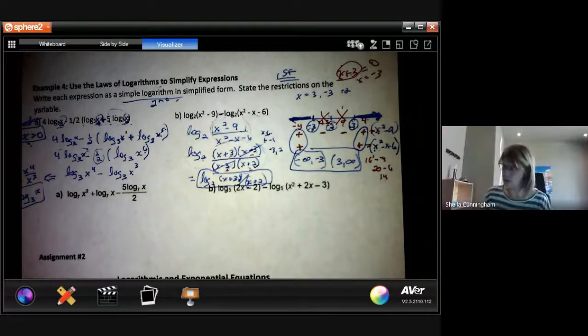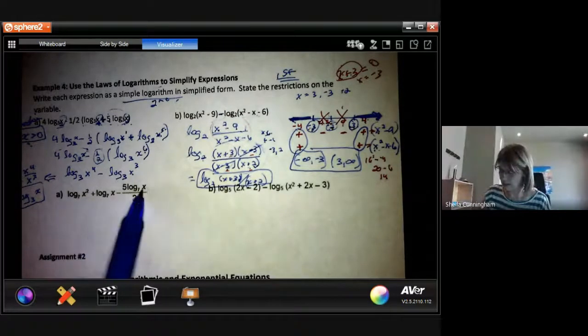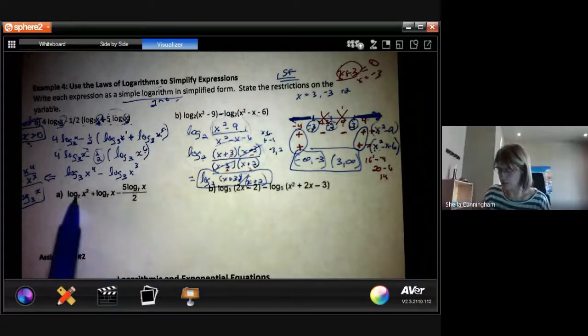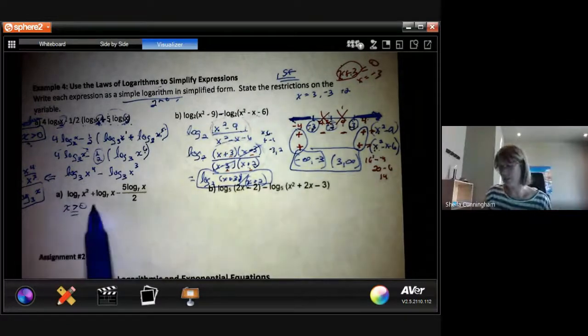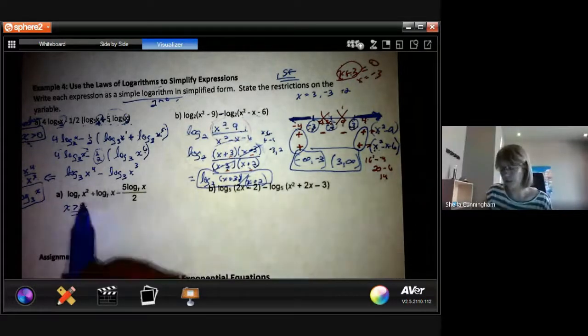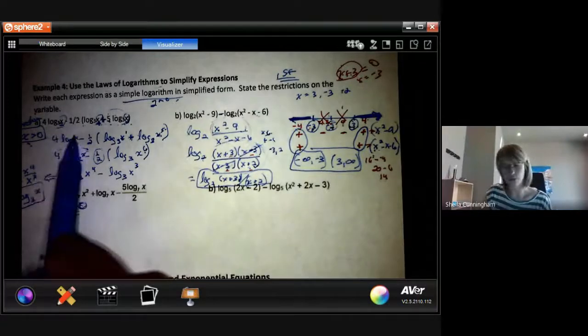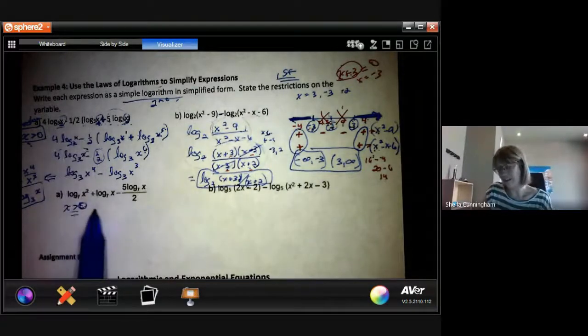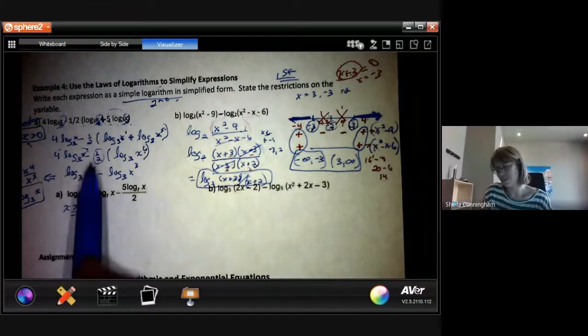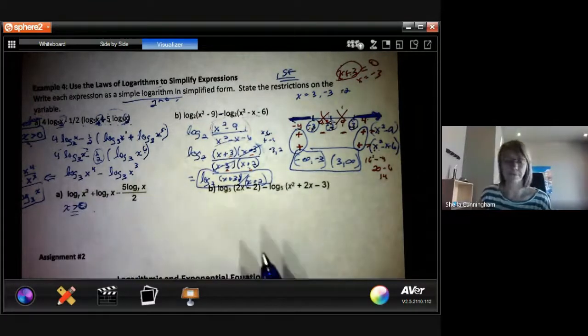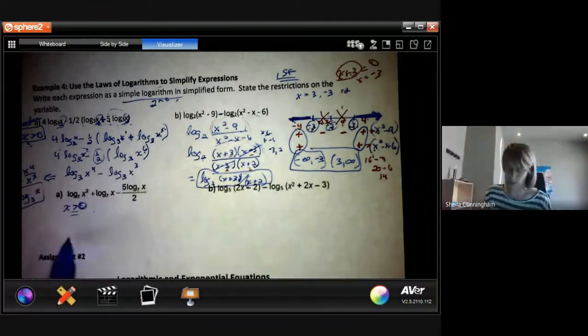Okay, so if I look at the next one, A over here, look at them. I've got a single x, a single x, and a single x. So for this one, your restriction again would be where x is greater than 0. Since they're all virtually the same, a single term, that's where you can get a restriction. You're back to like we did in the very first one over here. So in that essence, you've got your restrictions, and then it's just a matter of simplifying after. So I'm not going to go through the simplifying process.